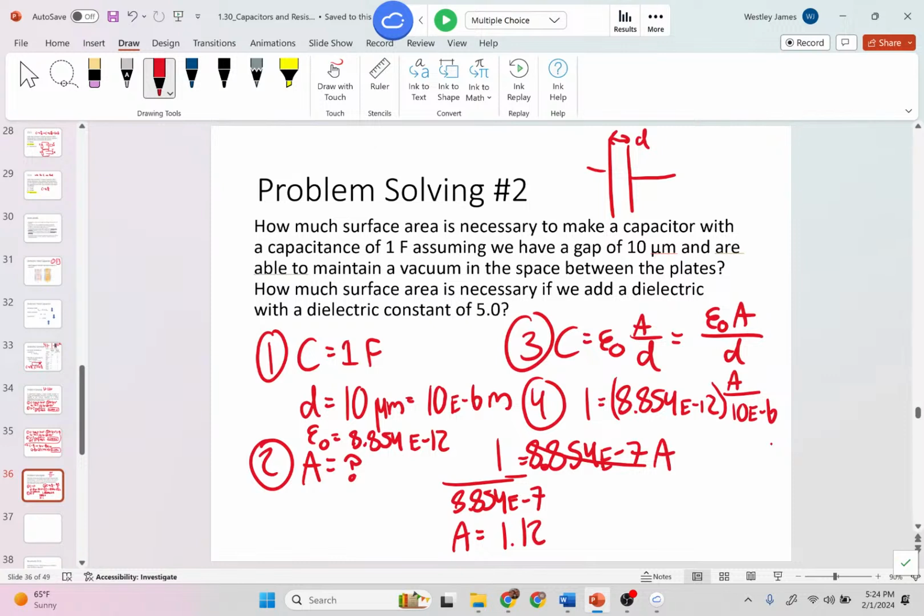The area is 1.129 times 10 to the 6 meters squared. This is huge, y'all. Let's write this out in not scientific notation, because sometimes scientific notation can get hard to see what the number is. 1,129,000 meters squared. That's a lot of area. You're not going to fit that in a little thing this big.